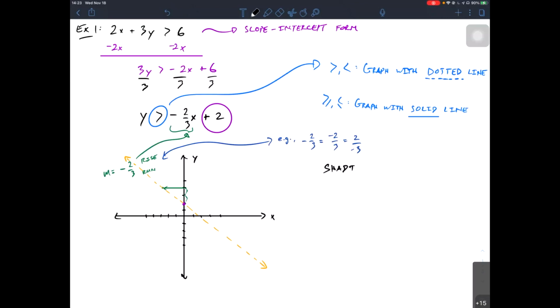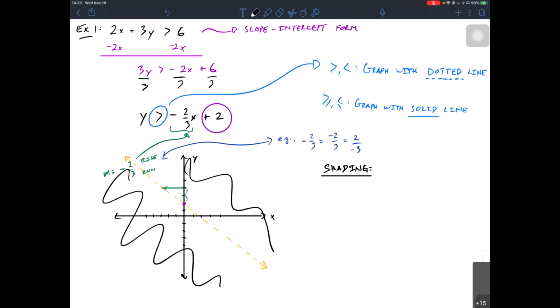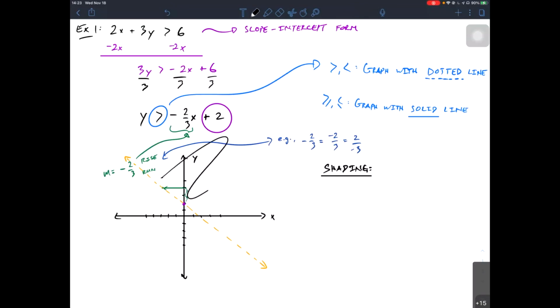And then you don't have to write this part down, but just remember that shading is either going to be this region or this region. Basically, it's going to be one of two sides of the graph. It could be both like that. That's impossible. So whenever you see an inequality for shading, you're either going to get a solution that looks like this, or a solution that looks like this.